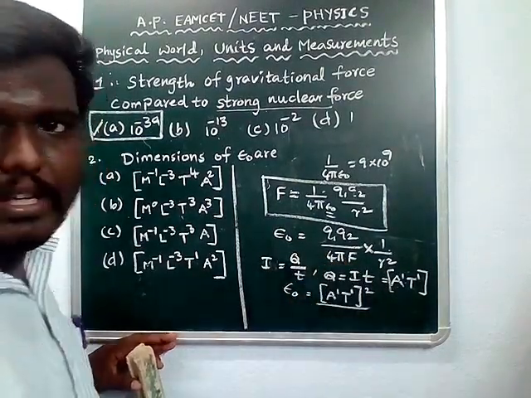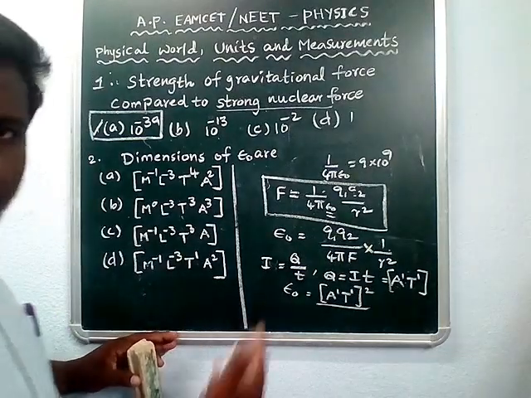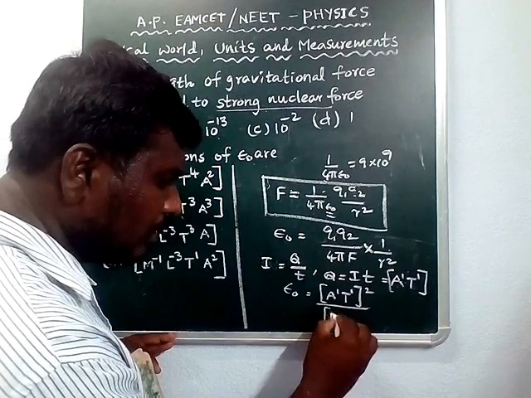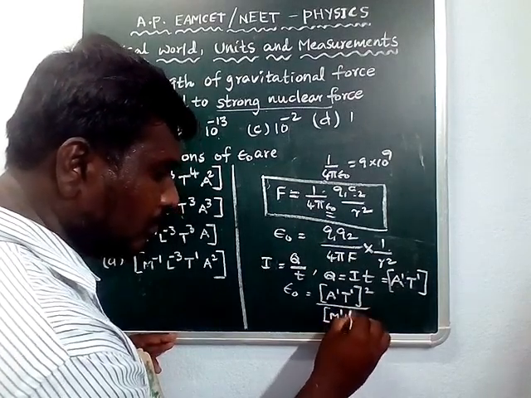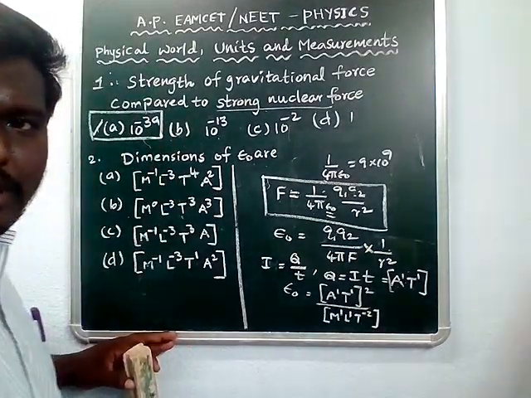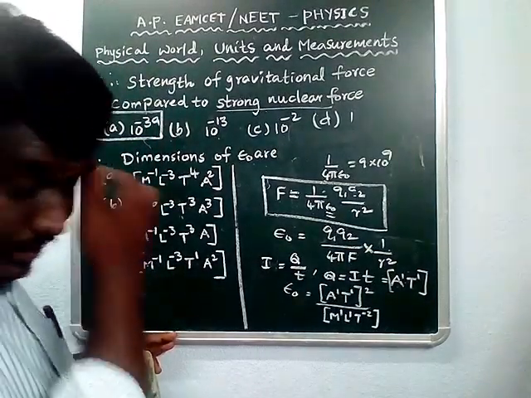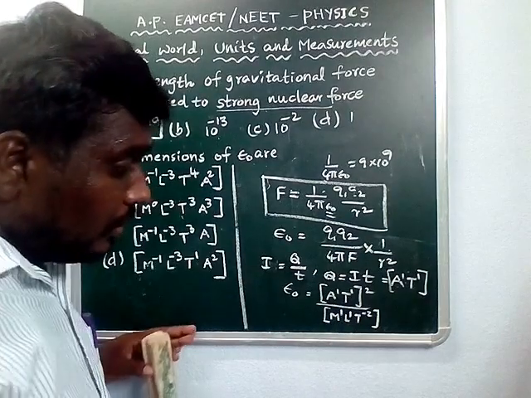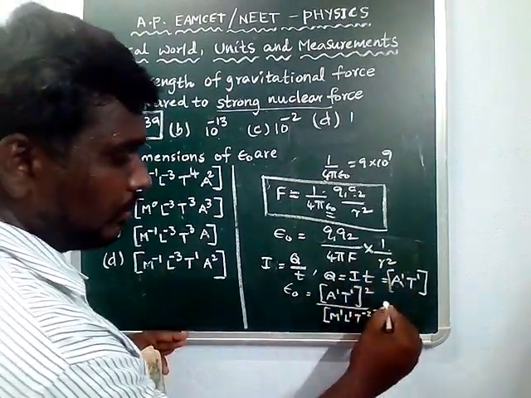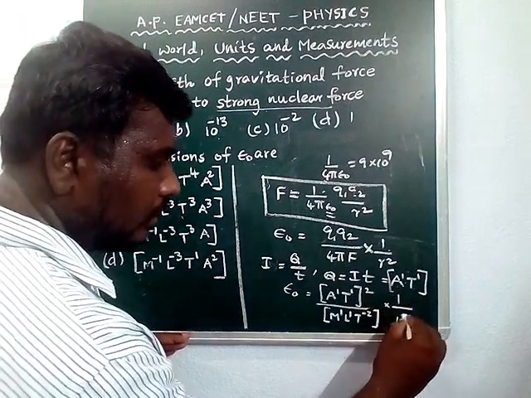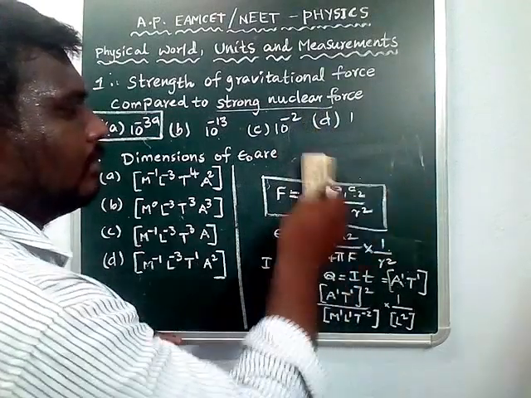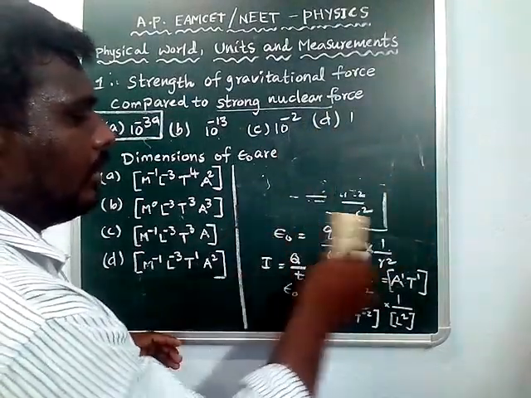So do not write any dimension formula. The dimension formula of force is M power 1 L power 1 T power minus 2. Understand? F is equal to ma. So here you can write m as M power 1, a as L T power minus 2, into 1 by r square, which means L square, distance square. Okay, so if you write them, clear.